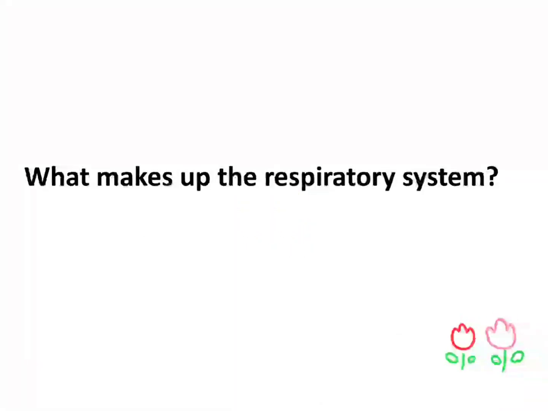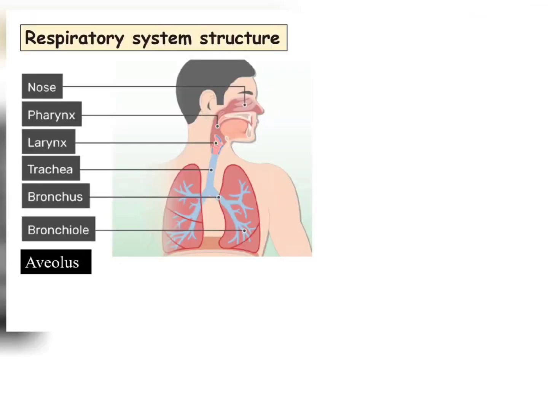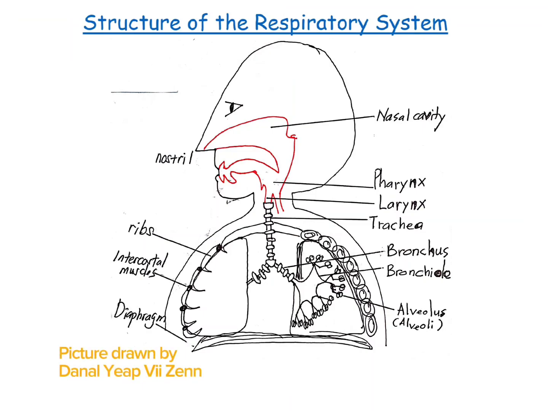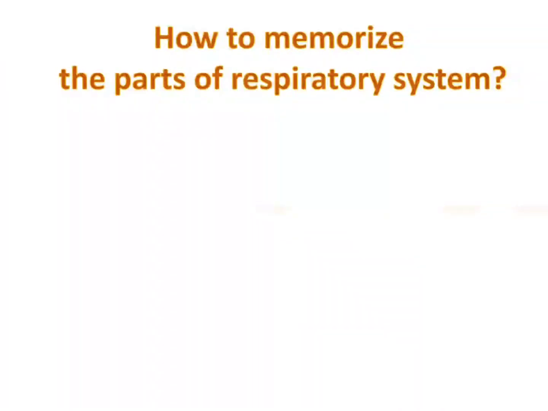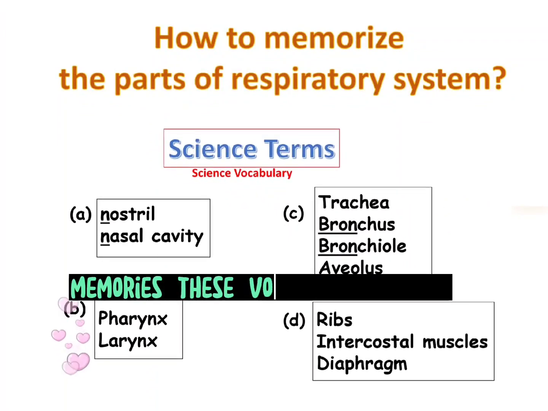Many organs and structures make up our respiratory system. The different parts of the respiratory system are as follows. Other than the nose and lungs, there are other surrounding structures that help in breathing. Therefore, you need to memorize all the parts of the respiratory system like this. You have already memorized the following science terms. Now let's see how you are going to use these science terms to label the parts of the respiratory system.